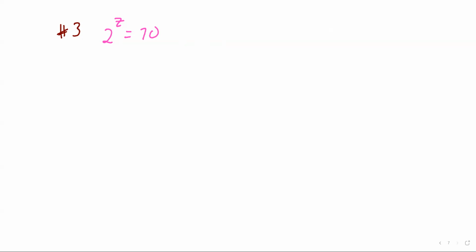That is a z. That's 2 to the z equals 70. Here's my question to you. Can you manipulate 70 so it has a base of 2? No. What happens now? How do we solve this if we can't manipulate it? We have to do it.